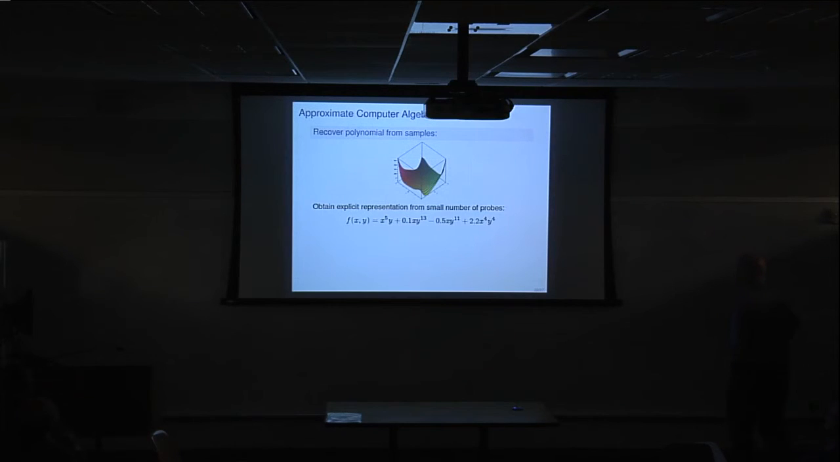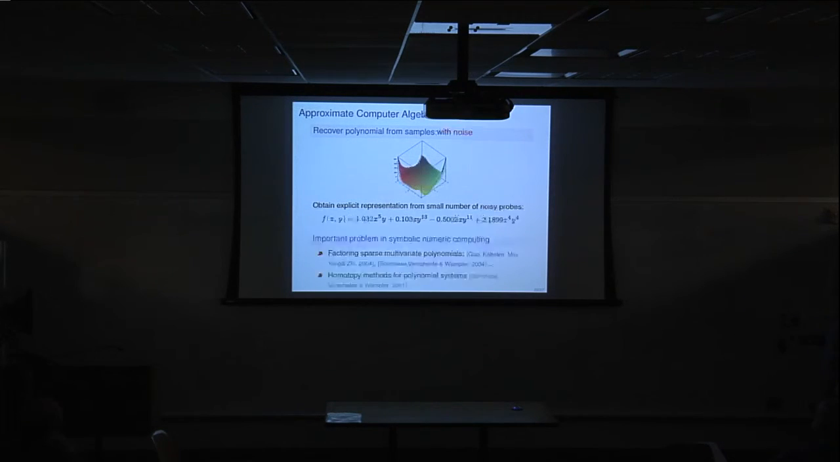So the idea here is that we have a sparse polynomial, and we have noise. The point is that when the coefficients become floating point, we end up with issues of noise in our sample points.